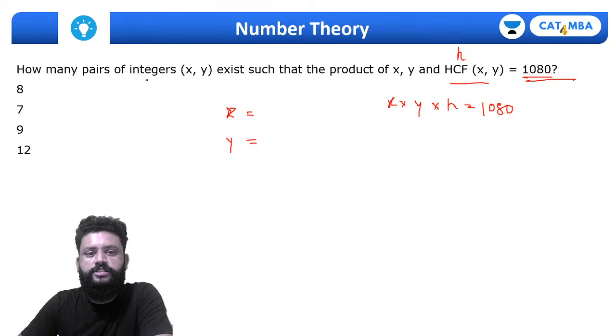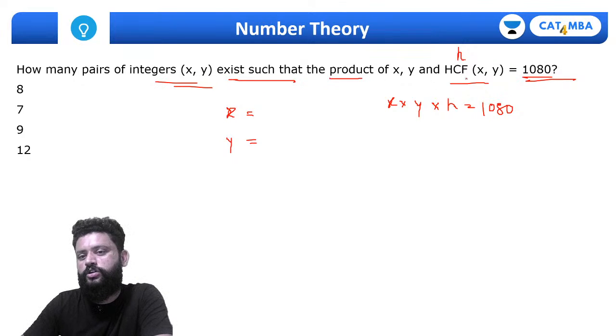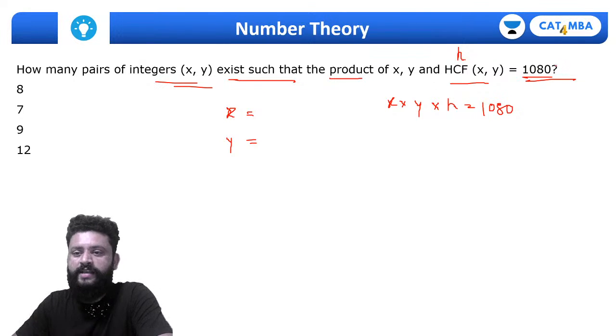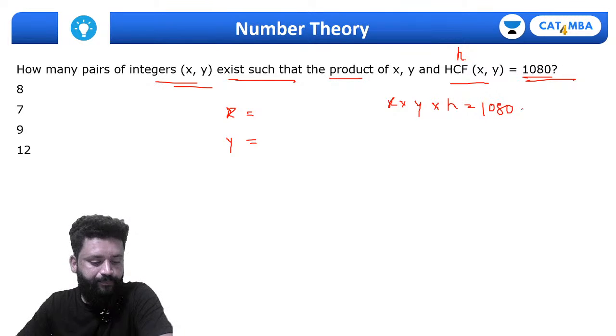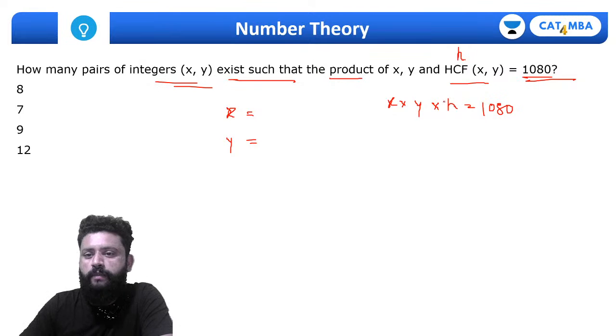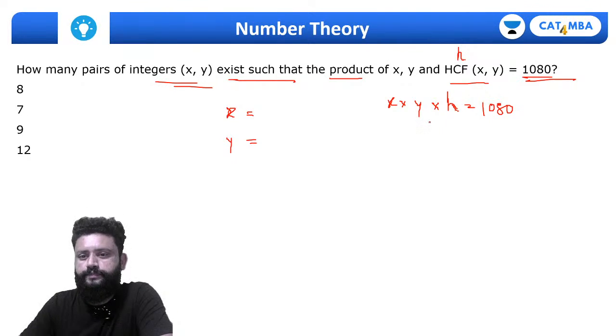How many pairs of x and y exist such that the product of x, y, this product must be 1080? Quickly do it. Some of the numbers will be big. No, it need not get into the sum of the numbers. Why would we find the sum of the numbers here? Why get the sum of the numbers?